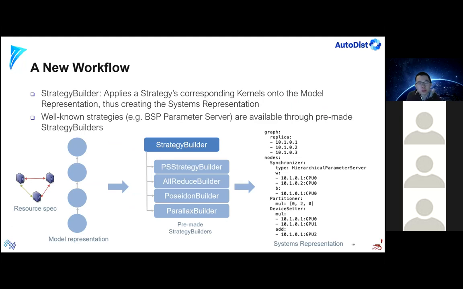So in this AutoDisk system, the strategy of a model is generated by strategy builders, which are strategy generating functions with expert knowledge. I have shown the strategy builder in the previous architecture diagram. Basically, the strategy builder can have many instantiations. In AutoDisk, we have pre-built a few strategy builders that apply the existing optimizations offered in the specialized systems you can find on GitHub. And these strategy builders can generate the corresponding strategies given your model and resource.